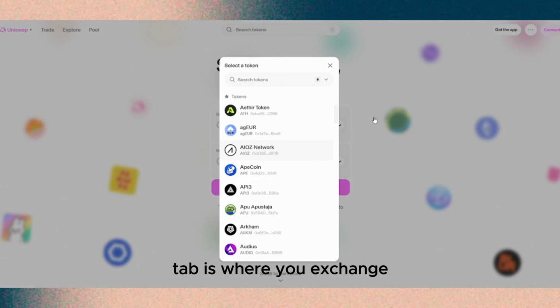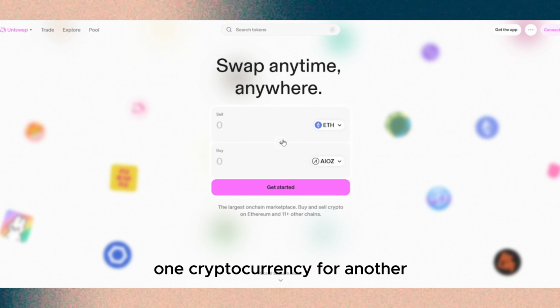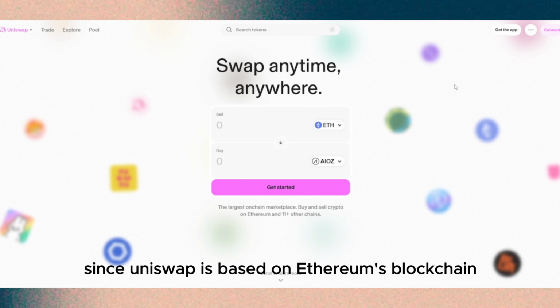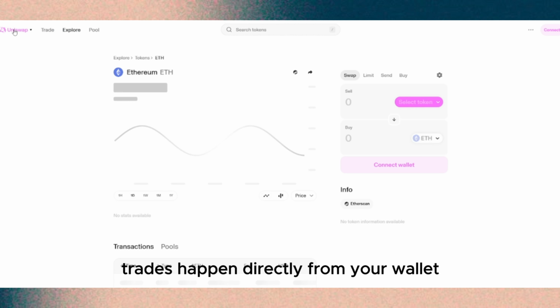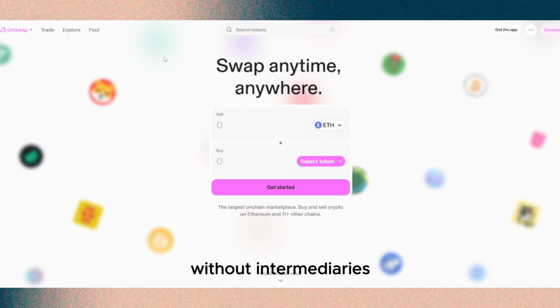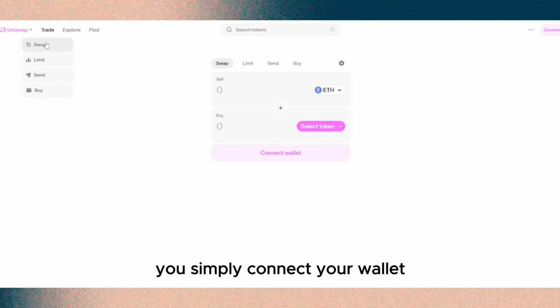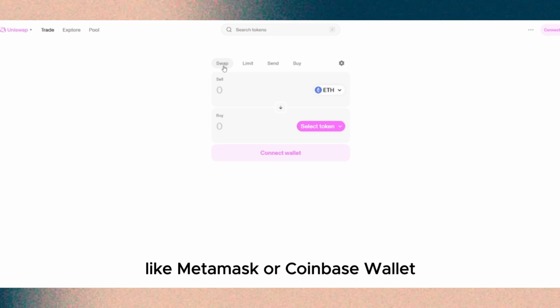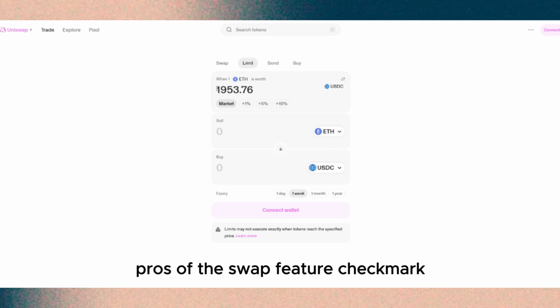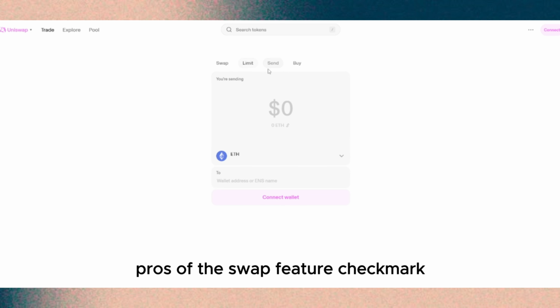The Swap tab is where you exchange one cryptocurrency for another. Since Uniswap is based on Ethereum's blockchain and uses smart contracts, trades happen directly from your wallet without intermediaries. You simply connect your wallet, like MetaMask or Coinbase Wallet, select the tokens you want to trade, and confirm the transaction.